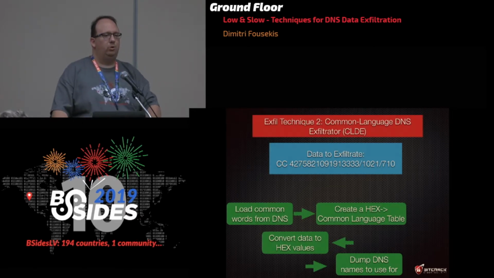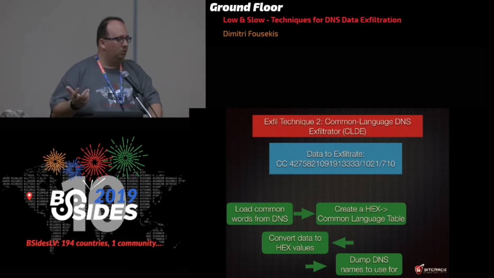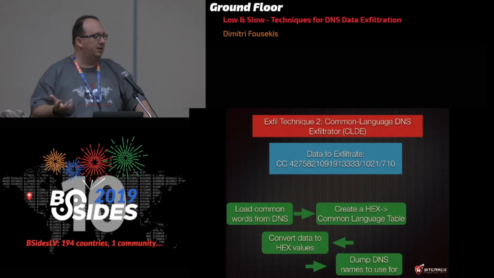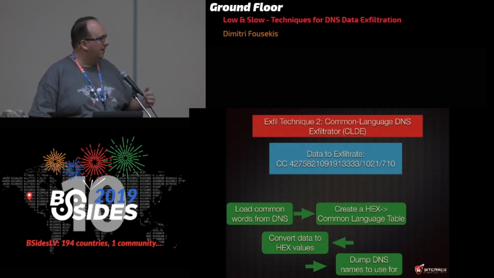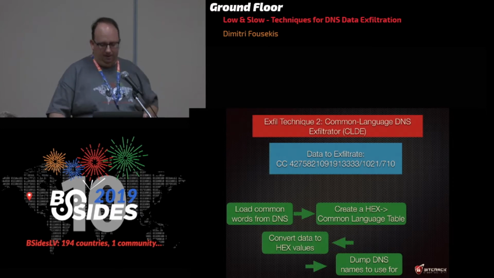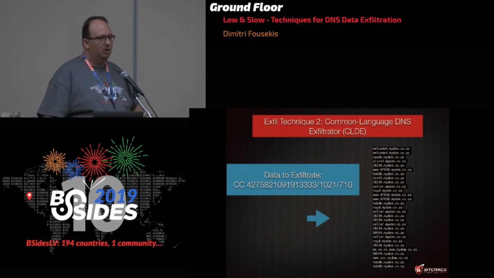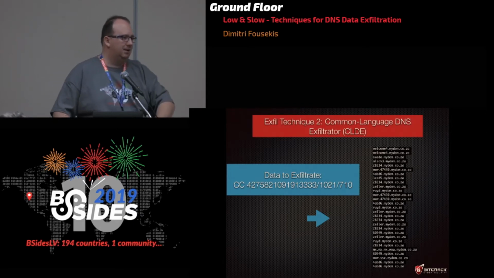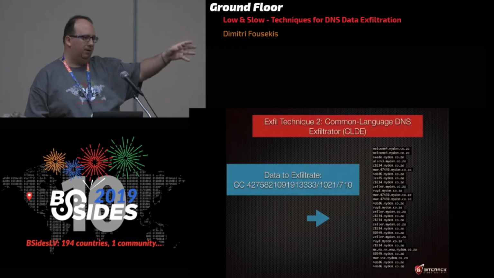So what we want to do is take our data when it's in hex format and be able to get valid English words out of it, or common DNS names out of it, so that we can send those out and pick them up on the other side. What we do then is convert the data to hex values, and then we dump DNS names to use. Once the tool is finished, our credit card number, for example, will result in the following DNS lookups, which the system can use to exfiltrate that credit card number on the other side.